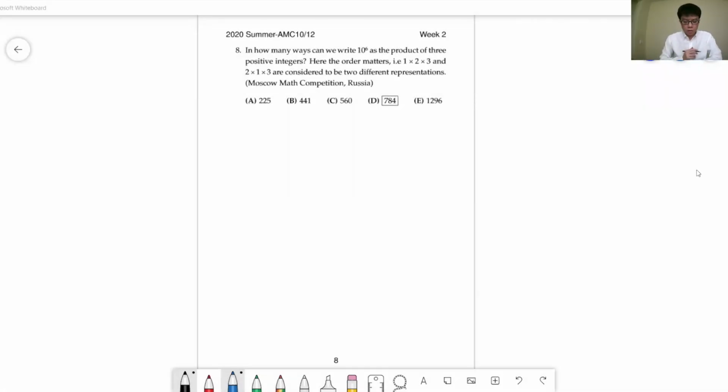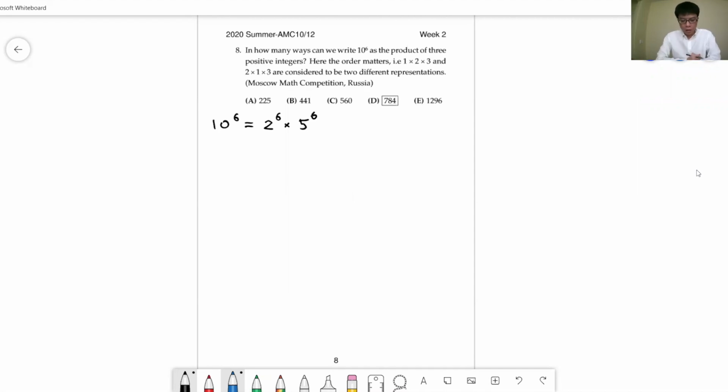Okay, problem 8. In how many ways can we write 10 to the 6 as a product of three numbers? The order matters. So let's consider the prime factorization of this number. We know 10 is 2 times 5. So 10 to the 6 is basically 2 to the 6 times 5 to the 6.